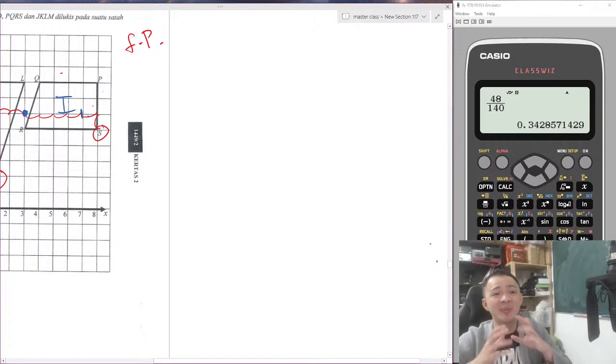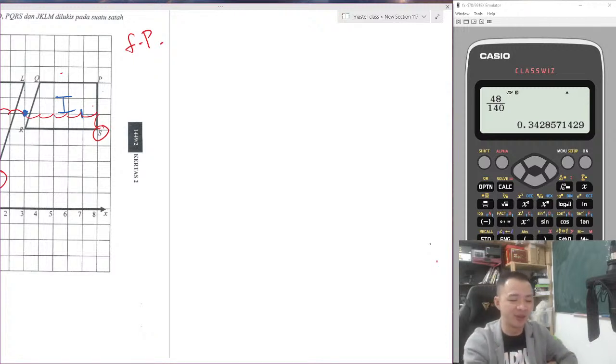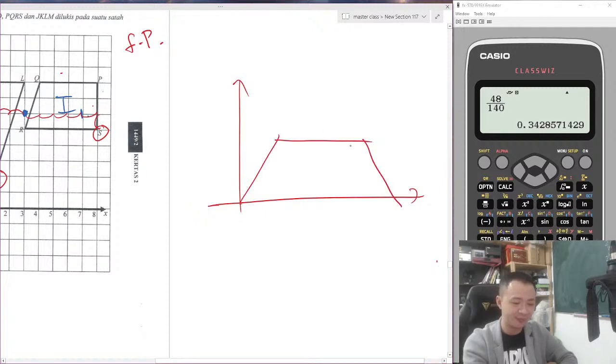Okay, let me explain quickly about the speed time graph. If you have the speed time graph, let's say this is speed, this is time. The only difficult part about speed time graph for me is about the distance, because you cannot see the distance straight away from the speed time graph.